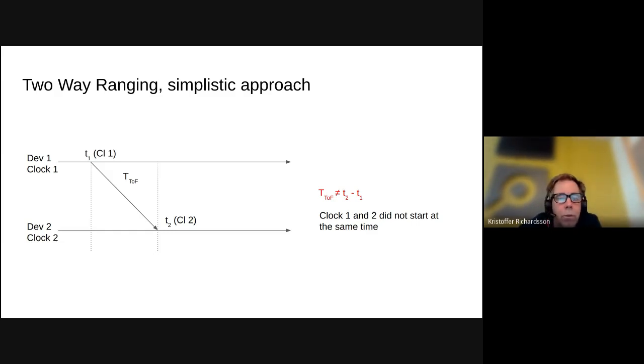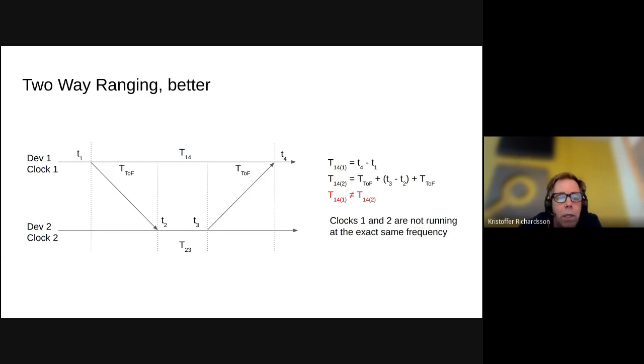So if we want to take the next step, a basic idea is that, yeah, we don't know exactly when the clock started, but if we use time deltas from the same clock, so maybe we look at the time from T1 to T4, then we have the same clock, and the delta is going to be fine. The delta T1 to T4 is going to be fine to compare to delta T2 to T3.